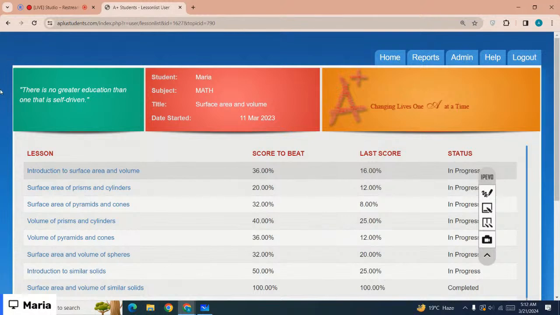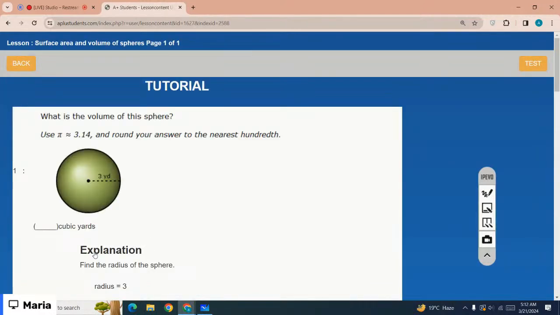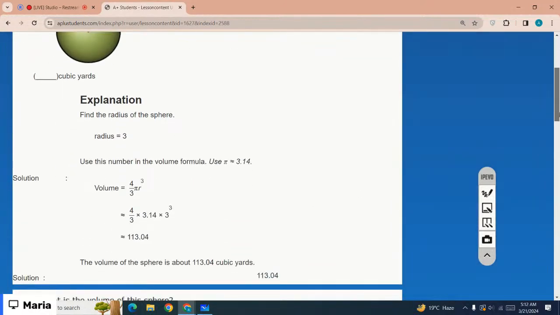Okay, the next lesson is surface area and volumes of sphere. What is the volume of this sphere? So we are given a sphere. We have to calculate the volume of the sphere. We are given the radius that is 3. The formula to calculate the volume of the sphere is V equals 4 by 3 pi r cube. You can note down these formulas so that you can remember them later, right?